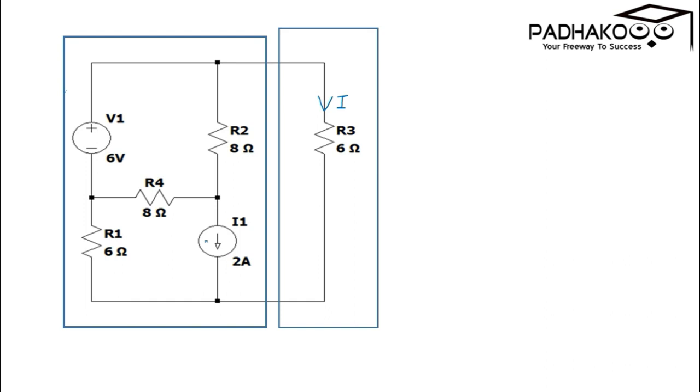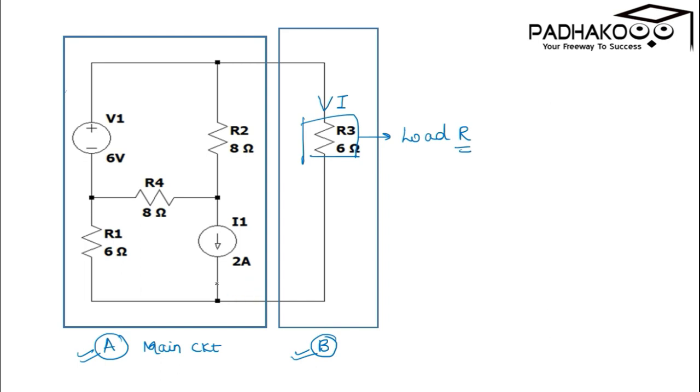First is the main circuit. This is the main circuit, and another is the circuit having the load resistance. This is the other circuit having the load resistance. This is the load resistance. Okay, so we name both circuits: this is circuit A and this is circuit B.